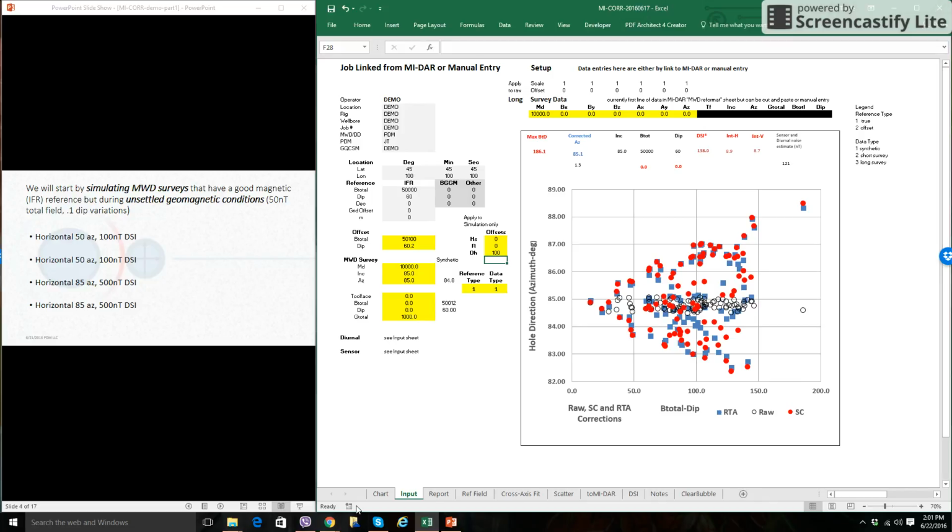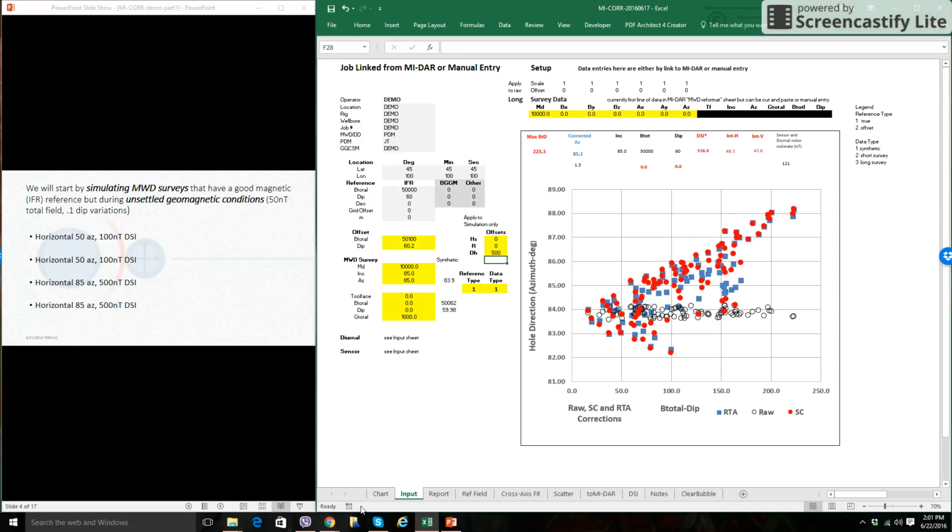In this example, the simulated hole direction is 85 degrees magnetic azimuth with 85 degrees inclination. The scatter in the correction methods is significant, as would be expected for a hole direction close to horizontal east-west. Drilling close to horizontal east-west with 500 nanoteslas drill string interference, both corrections show significant scatter as might be expected.